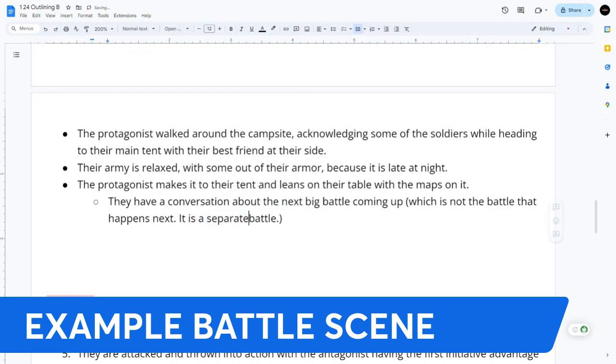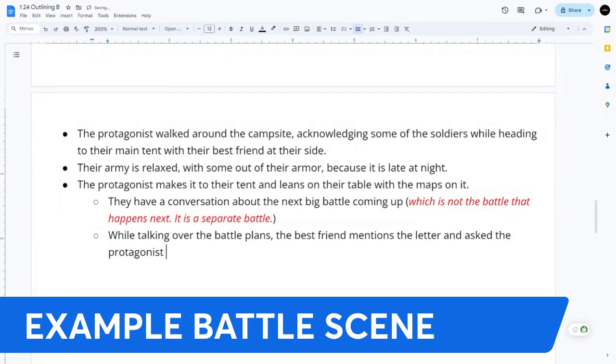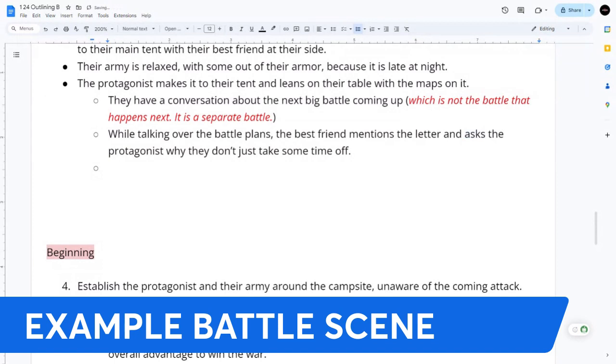Separate. Why is that not working? Oh, there we go. That's fine. All right. Remember every great writer. Okay. Well, talking over the battle plans. Okay. The best friend mentions the letter and asks the protagonist why they don't just take some time off. Asks, why don't they just take some time off? They've been at war for 3 years, right?